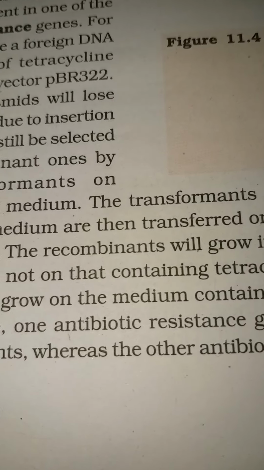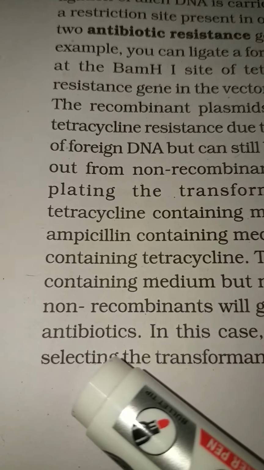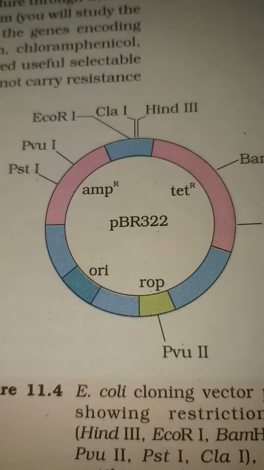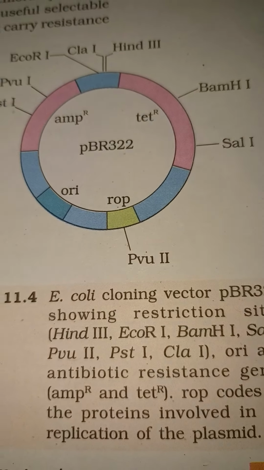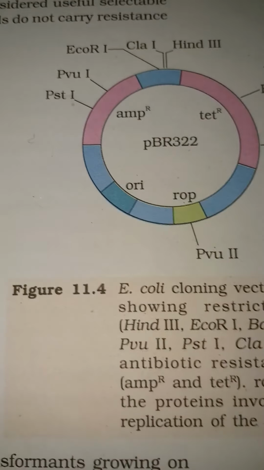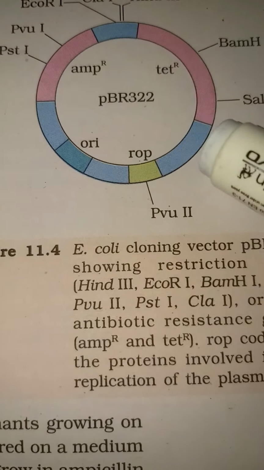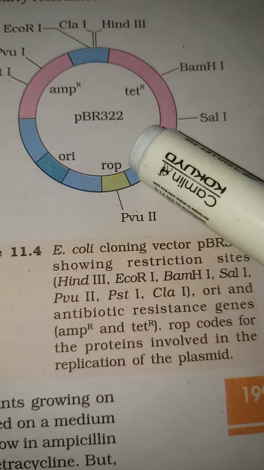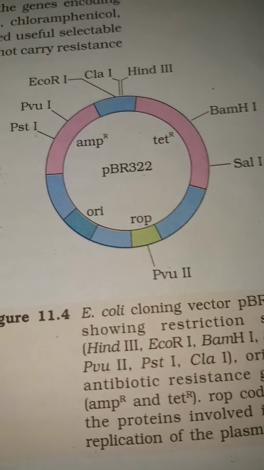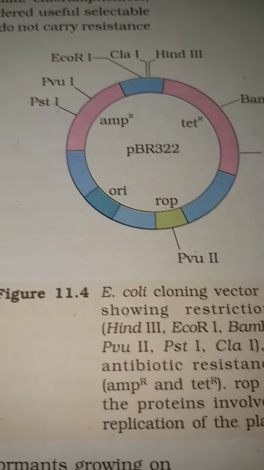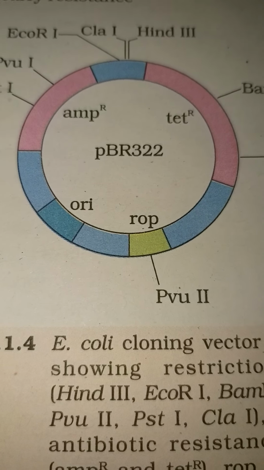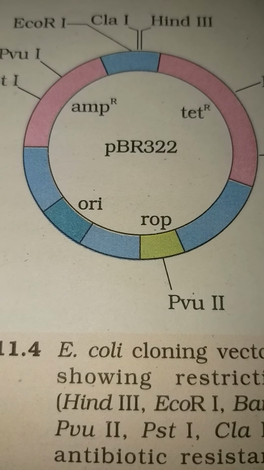So in this case, one antibiotic resistant gene helps selection of the transformant, whereas the other antibiotic selects the other. So you see, all the genes get selected and ultimately this vector is formed. And what is that? Here, this is ROP. What is ROP? ROP actually codes for the replication of the plasmid. And this portion we will deal with in further detail in our next class.